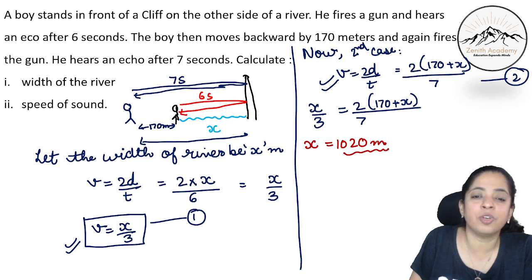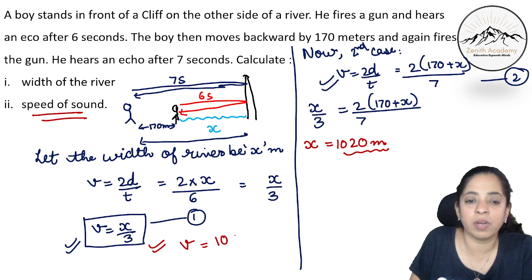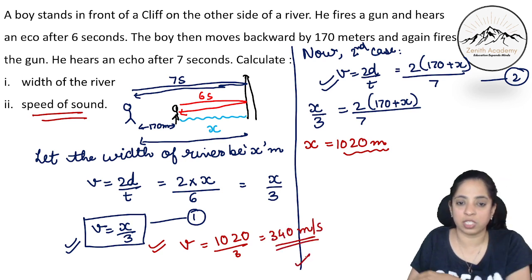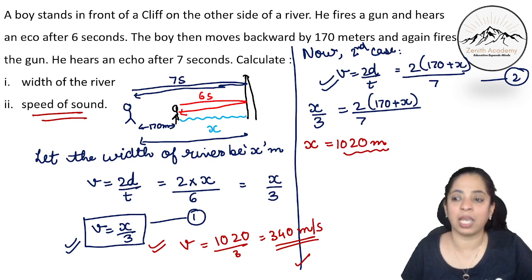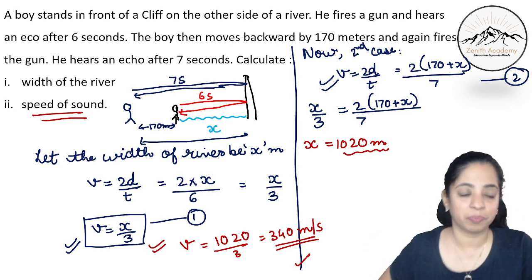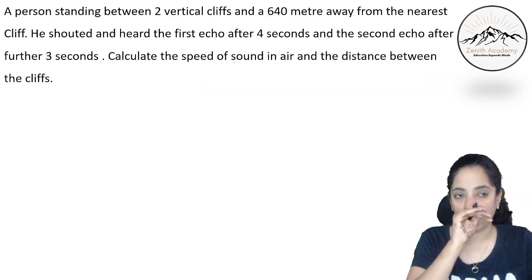And then you can substitute the value of x here. The speed of the sound is also asked. So velocity will be 1020 upon 3. So this will become 340 meters per second. So later on you can do this as well. I hope the concept is clear and I hope you are pausing the videos in between and solving along with me. Very good. Keep the practice going on. Let's go ahead with the next question.